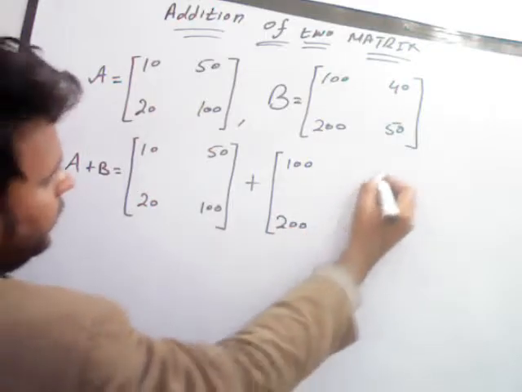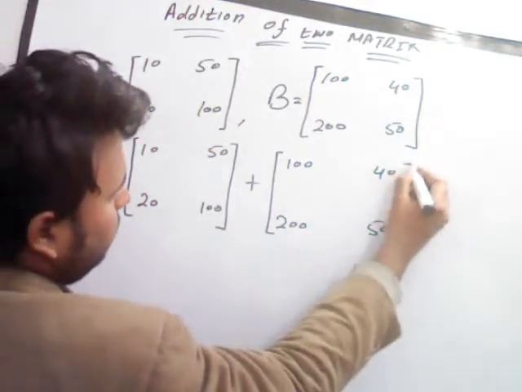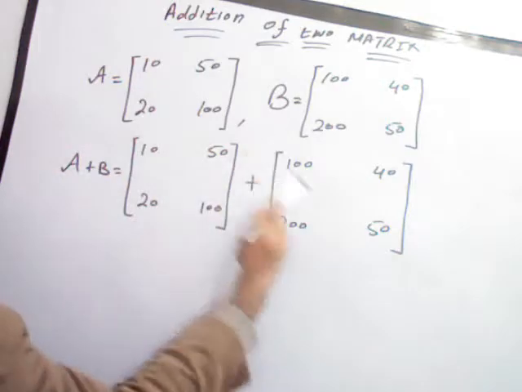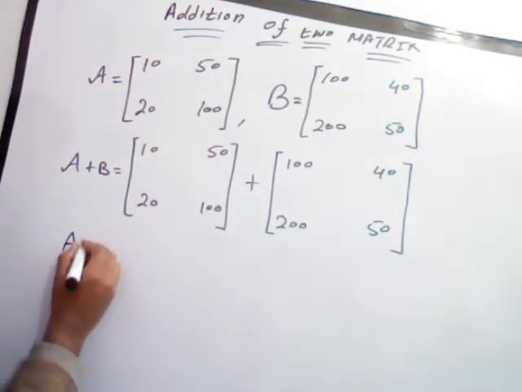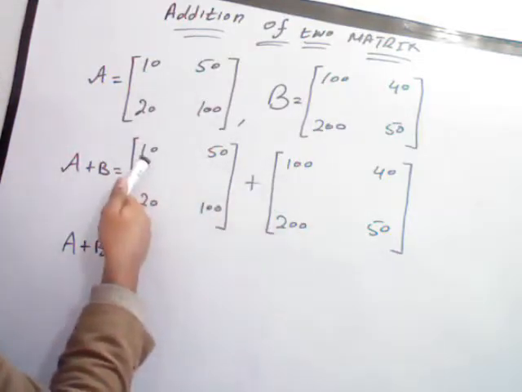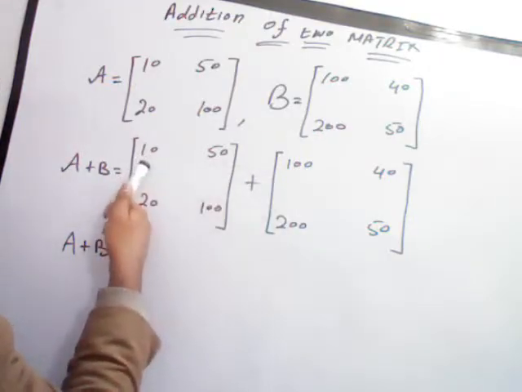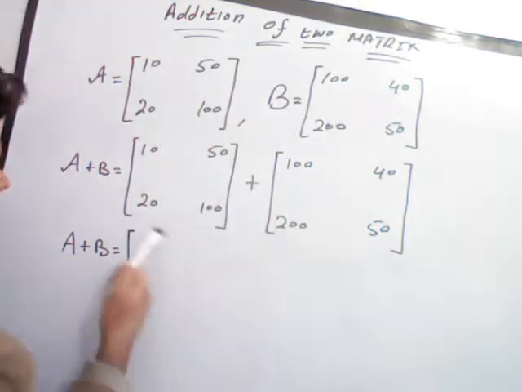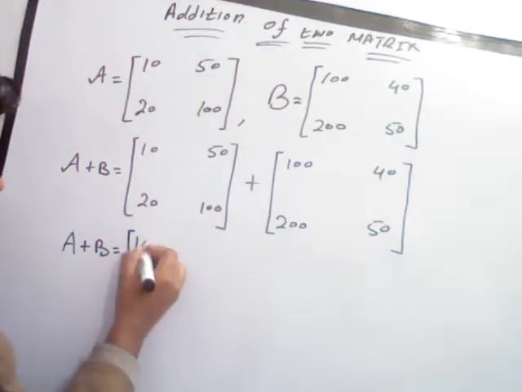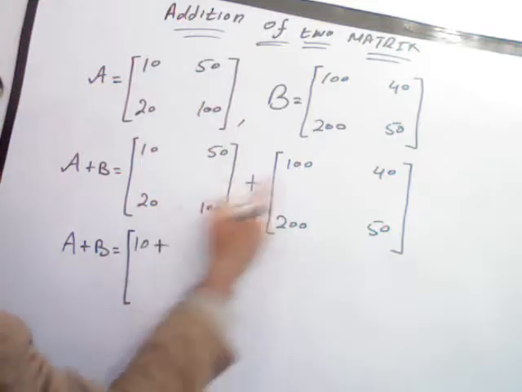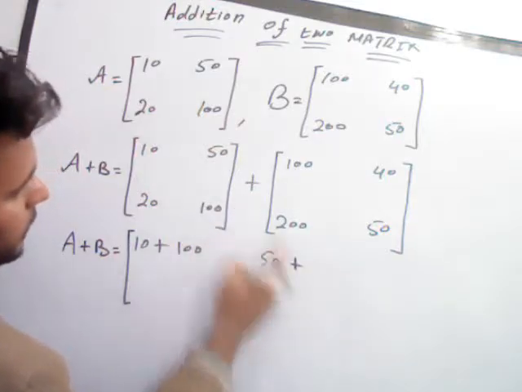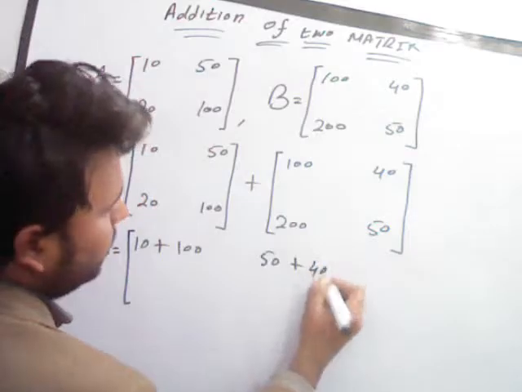So now we can add A plus B, the same corresponding elements of matrix A and B. We add 10 plus 100, 50 plus 40, the same positions of the corresponding elements, 20 plus 200, 100 plus 50.